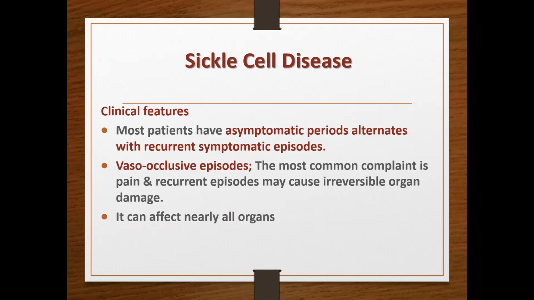Most patients will have asymptomatic periods alternating with recurrent symptomatic episodes. The most common clinical presentation is the vaso-occlusive episode, which presents with pain and is recurrent in nature, causing irreversible organ damage. It can affect nearly all the organs in the body.